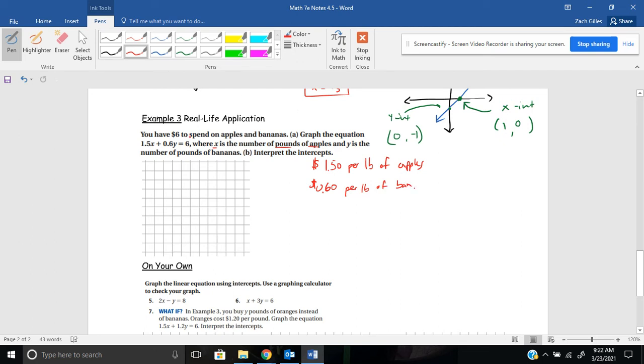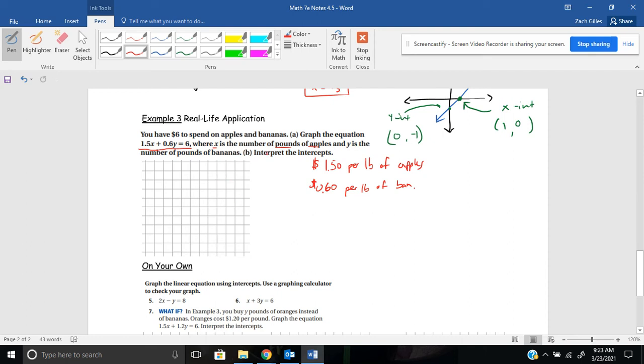We know that you have $6 to spend. So that's why it says $1.50 times the number of pounds of apples you buy plus 60 cents times the number of pounds of bananas you buy has to equal that $6. That's the total that we have to spend. So first it wants us to graph this. So we can graph, and notice this is in standard form. Ax plus By equals C.